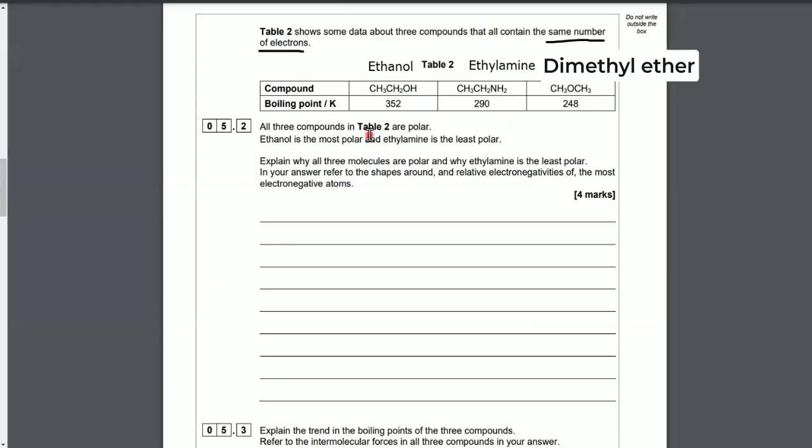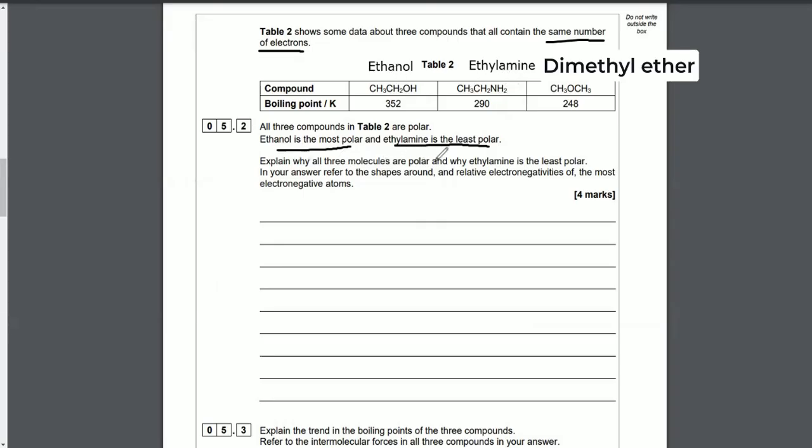So all three compounds in table 2 are polar. So these are all polar molecules. Ethanol is the most polar. So they're giving us a clue here. Ethanol's the most polar. Ethylamine is the least polar. So that's that one. Ethanol's most polar, that's least polar.